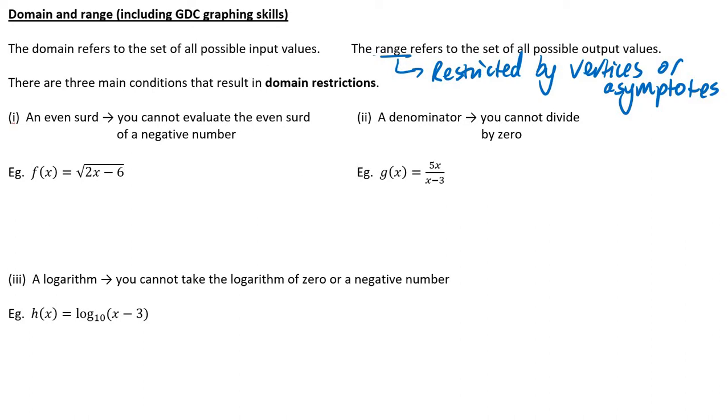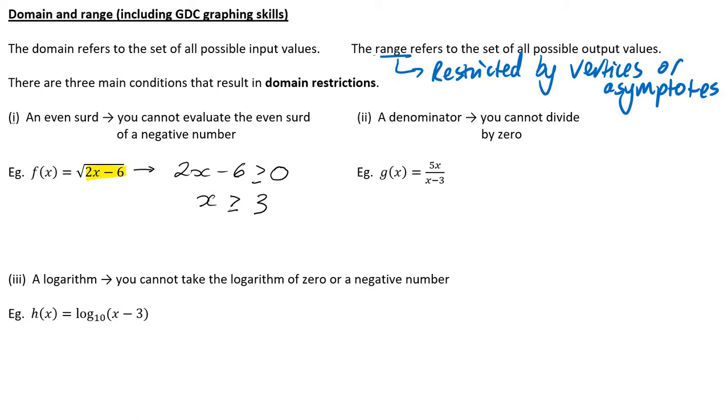The first: if you have an even surd, most commonly a square root, you cannot evaluate the even surd of a negative number. What does that mean? It means that if this value here is less than 0, we don't have a solution. So 2x minus 6 must be greater than or equal to 0. And if we solve that inequality, we get that x is greater than or equal to 3.